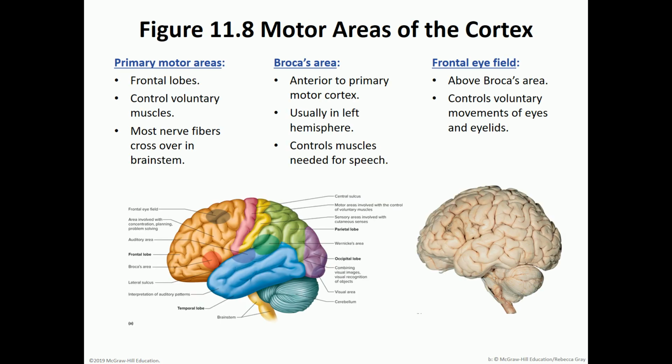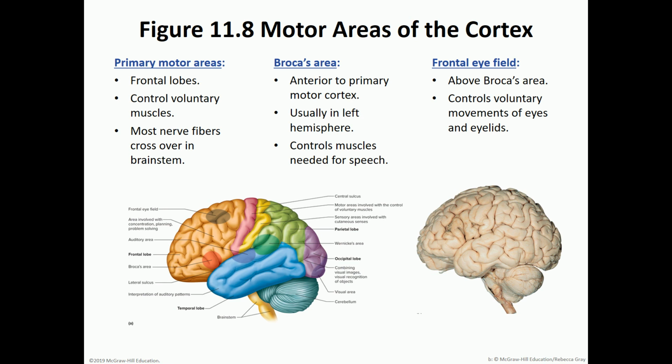Now for the motor areas of the cortex, there are three that we want to know. There is the primary motor area, that's the pink, also known as the precentral gyrus. Again, the gyrus found in front of the central sulcus. The primary motor area is responsible for controlling the voluntary muscles of the whole body. These fibers, in order to reach the upper limb or lower limb, would have to pass through the brainstem and the spinal cord.